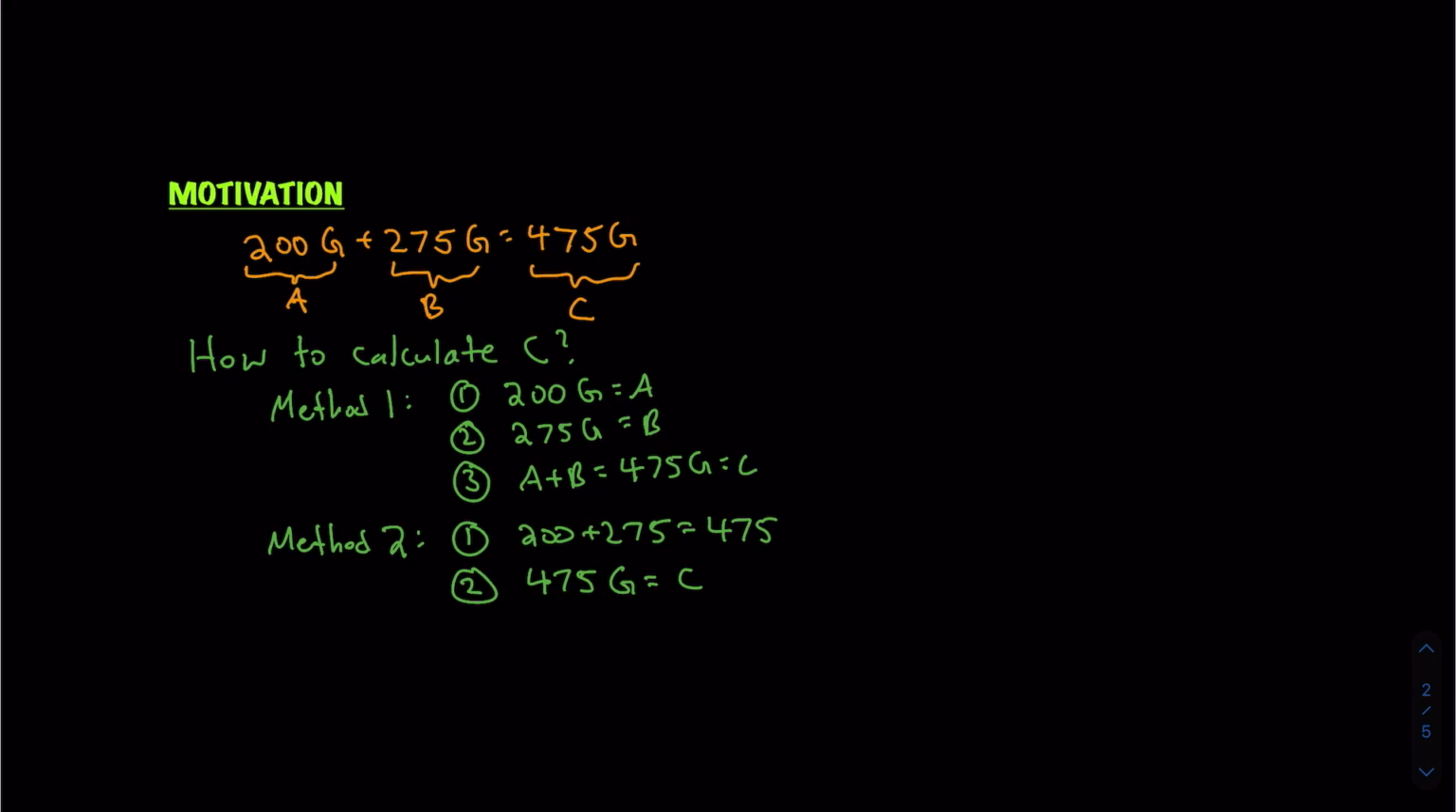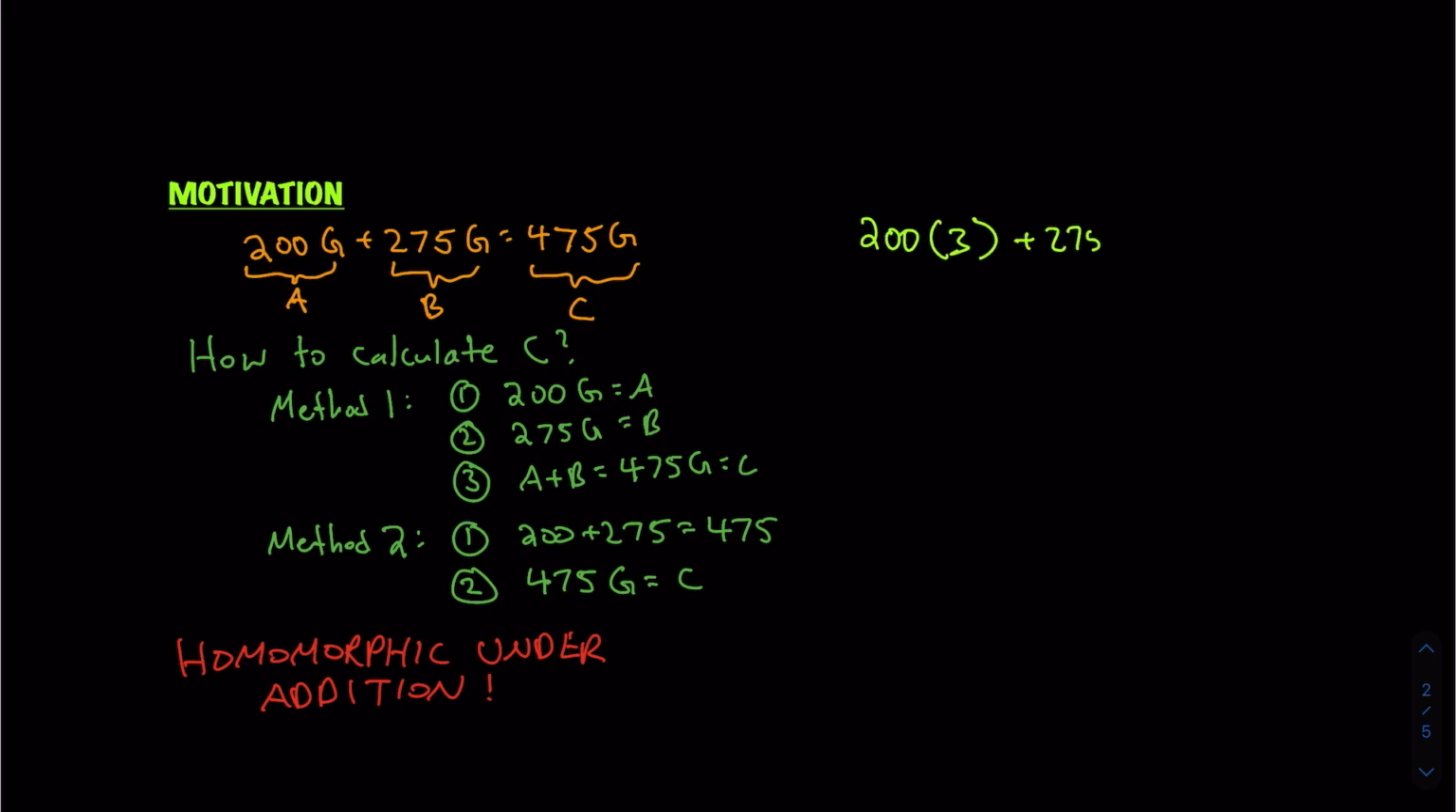Therefore, elliptic curve groups are what is called homomorphic under addition. Pause the video for a second to take this in. Okay, so what's the big deal, you say? In regular algebra using numbers, I could do the same thing. For example, if I did 200 times 3 plus 275 times 3, it's the same as 200 plus 275 all times 3. It's just a distributive property.